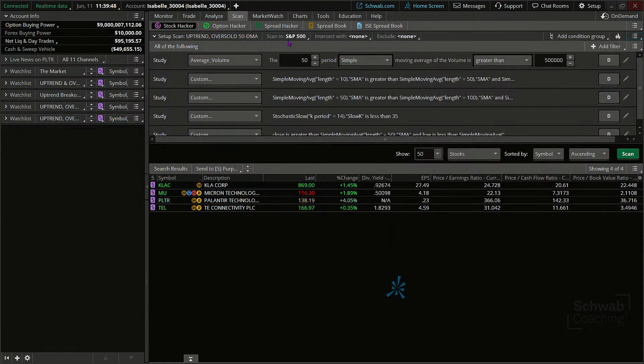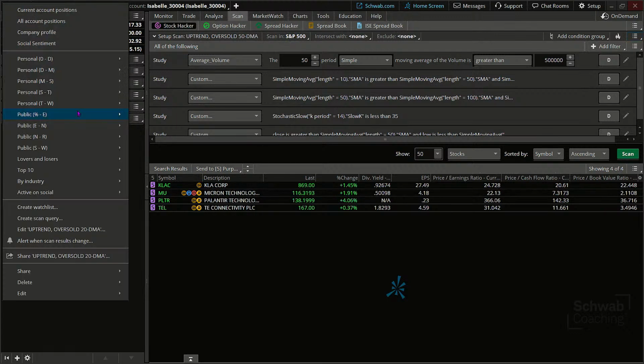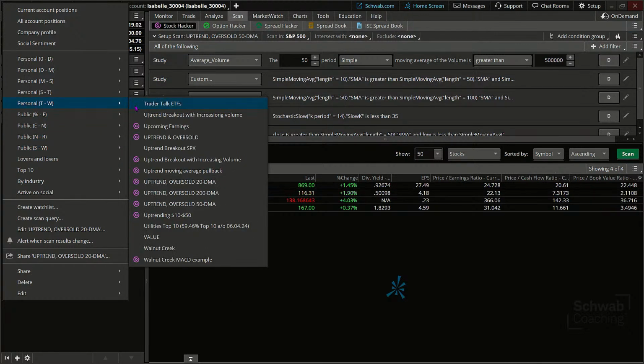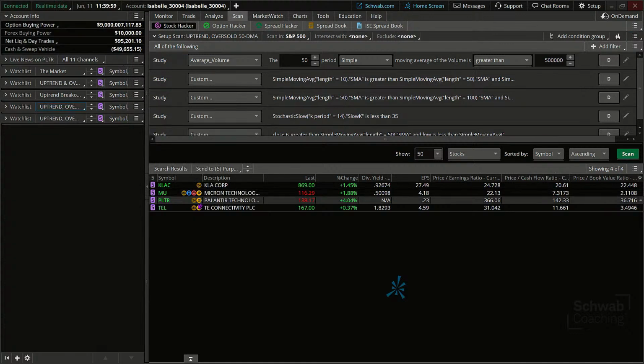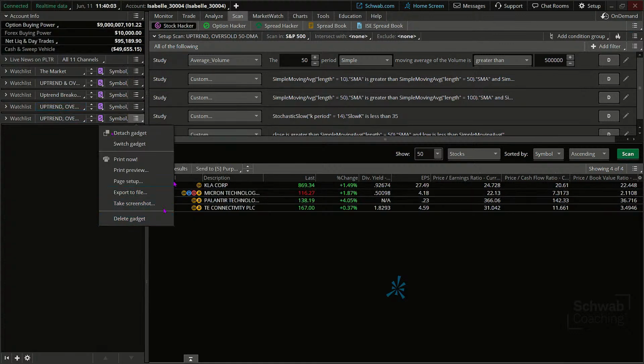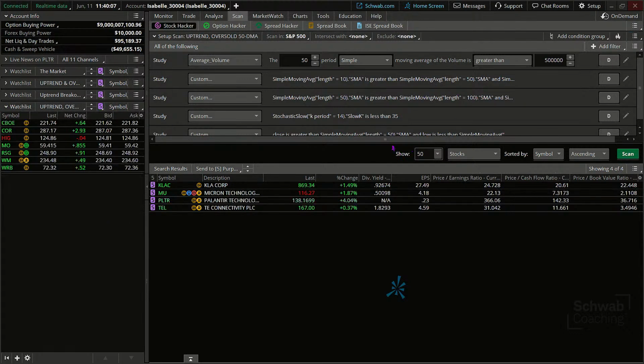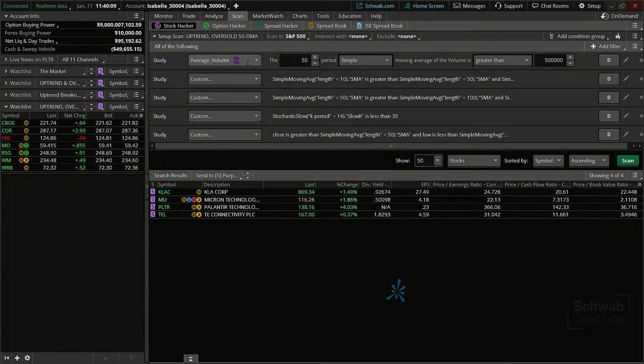Again, we are scanning within the S&P 500. And over here, I'm going to make sure that my list is that one. So personal, uptrend, oversold, 50-day moving average. Okay, so that's that one. Okay, now the criteria here. Let's take a peek. We've got average volume in the last 50 days greater than 500,000 shares. We've also got a 10-day simple moving average above a 50-day.